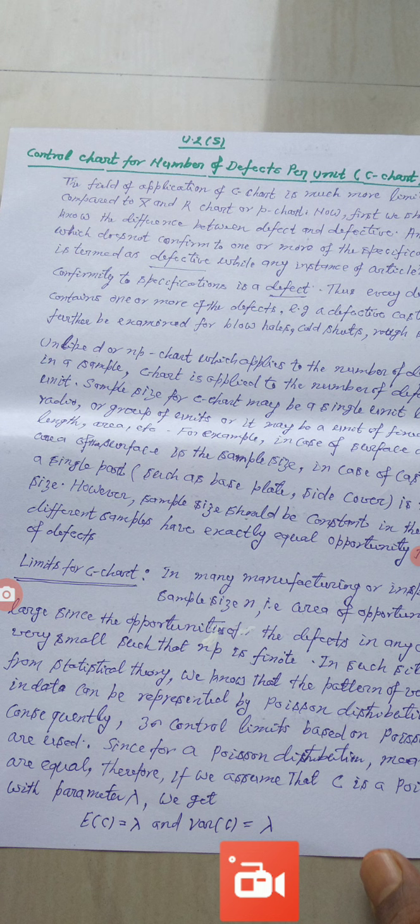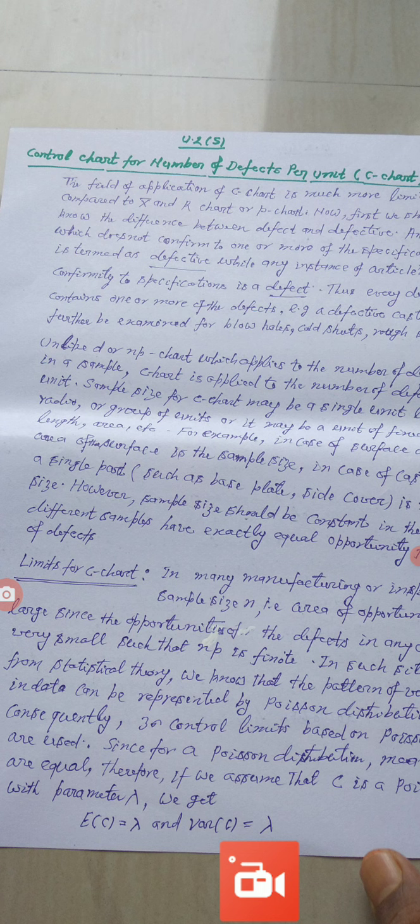Sample size for C chart may be a single unit, like a radio, or group of units, or it may be a unit of fixed time, length, area, etc. For example, in case of surface defects, one of the surfaces is the sample size. In case of casting defects, a single piece such as base plate, side cover is the sample size.